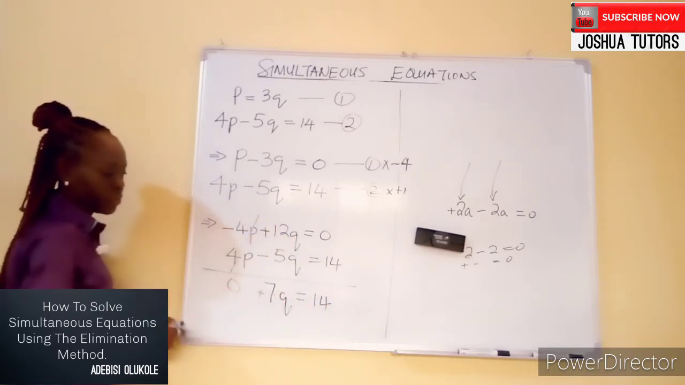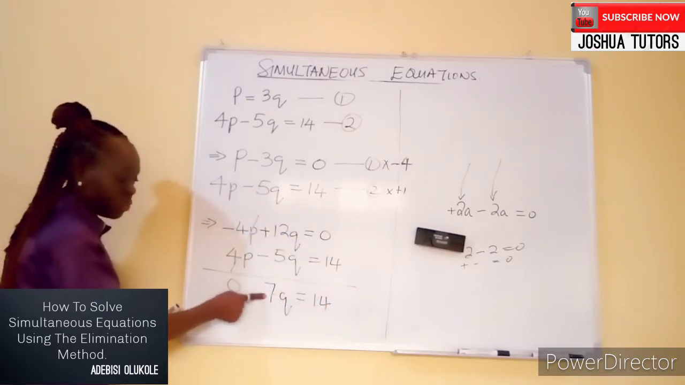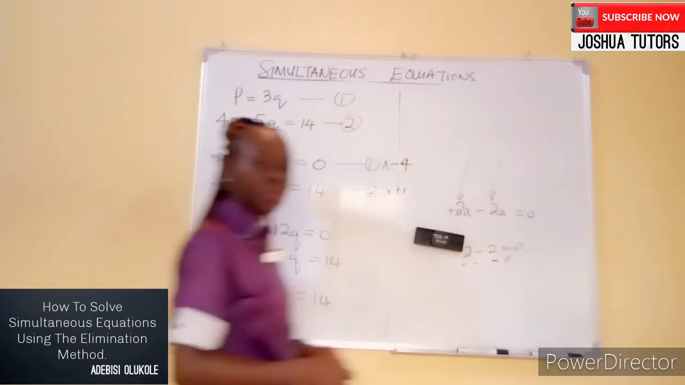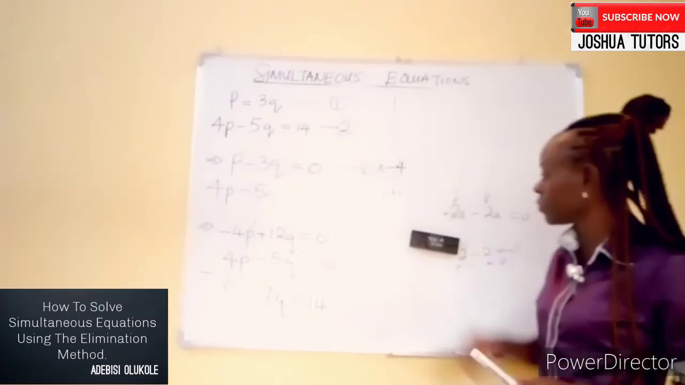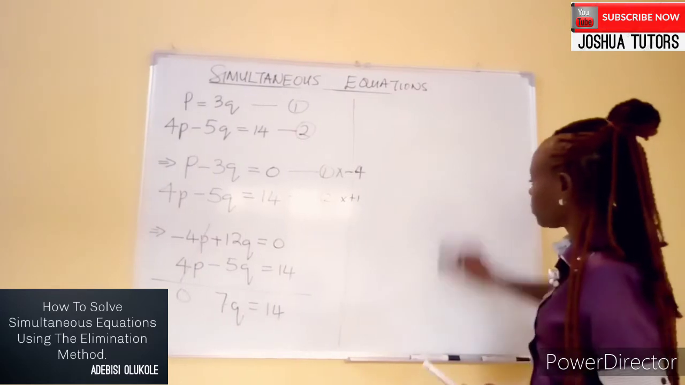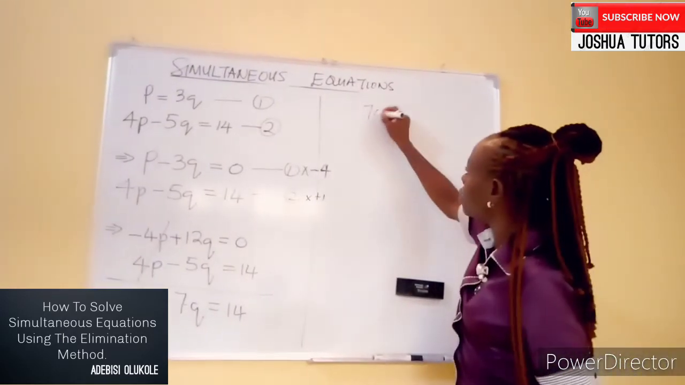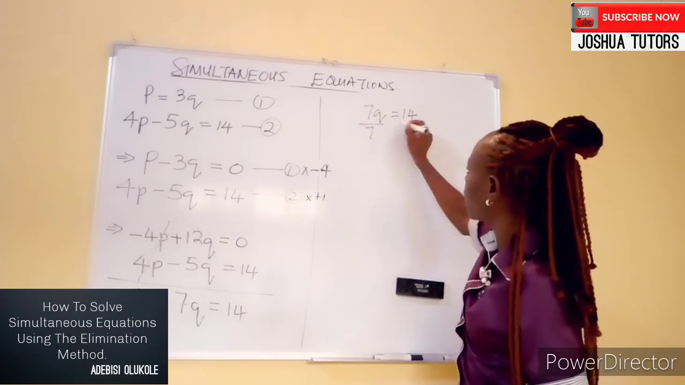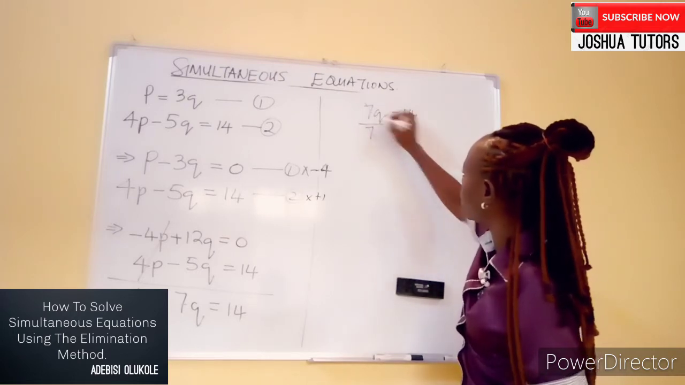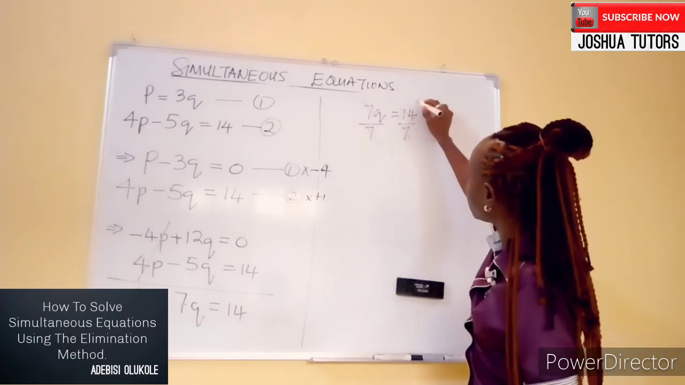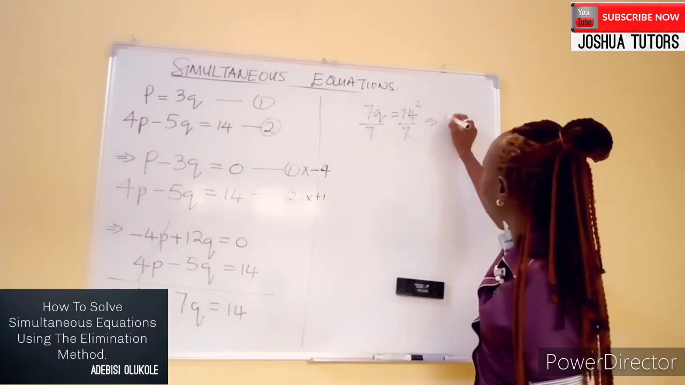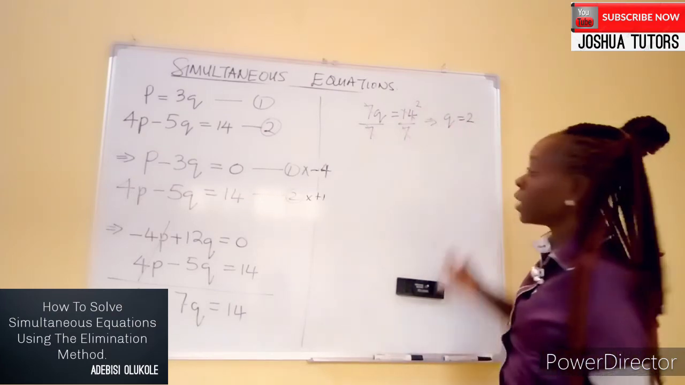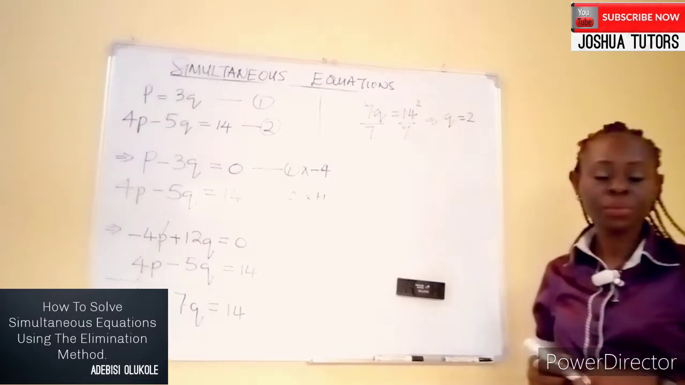Of course, I now divide both sides by the coefficient of Q, which is 7. So I have 7Q equal to 14, divided by 7 all through. 7 cancels 7. 7 into 14 is 2. So I have Q equal to 2. I have solved for Q.